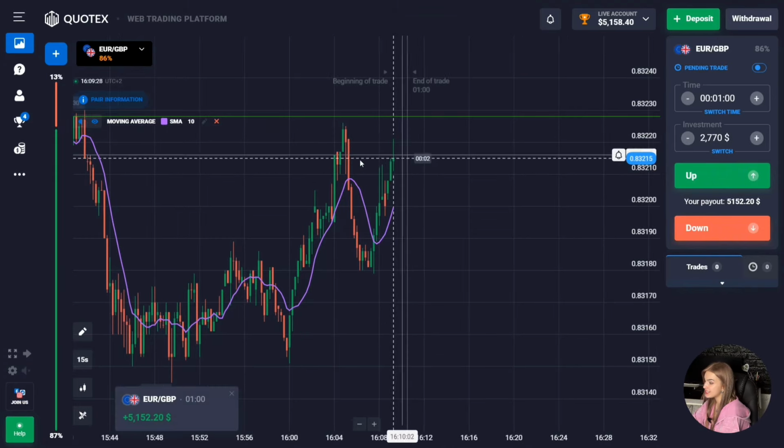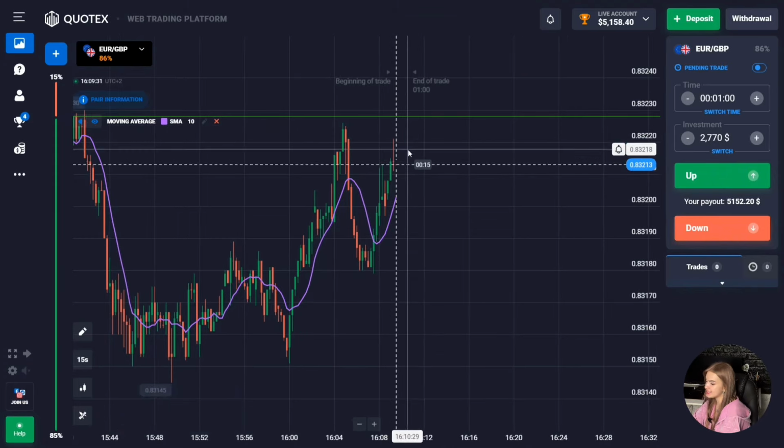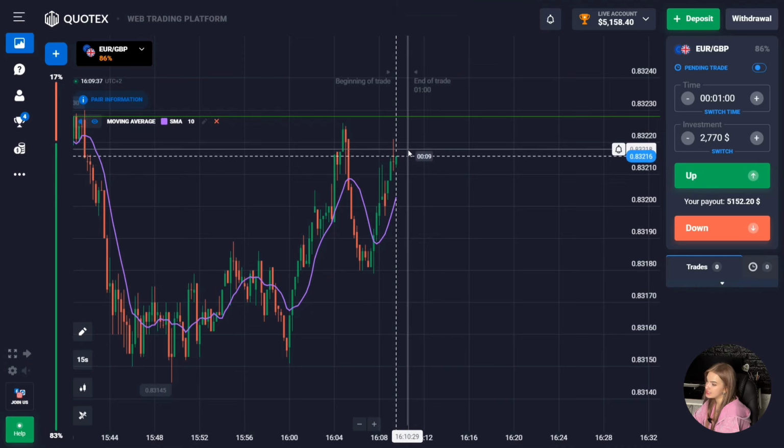Well, my dear traders, it's not bad at all. The price continued to move towards the level and we got the profit. I managed to earn on this upward movement and the indicator helped us again. Meanwhile, I already have more than $5,000 on my deposit.